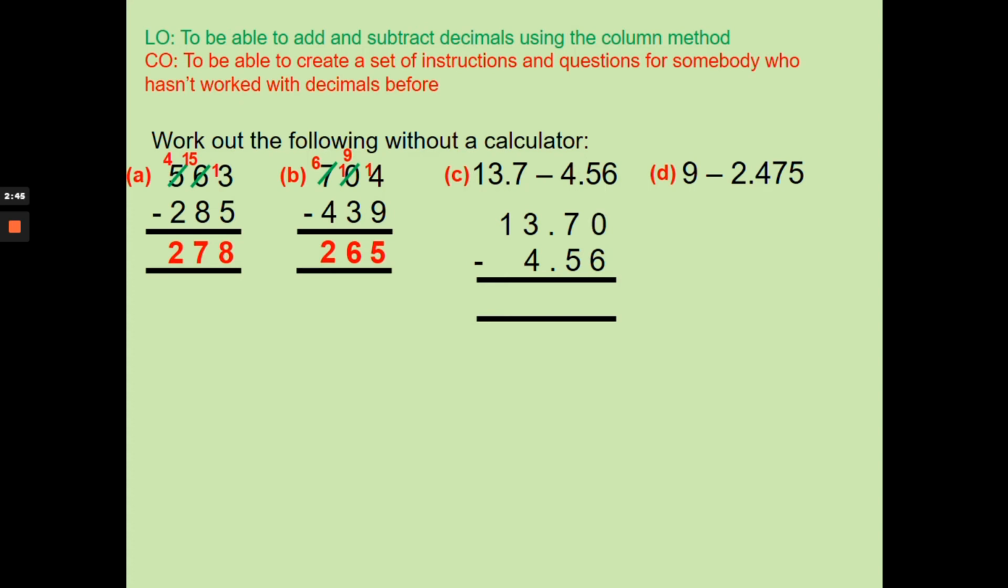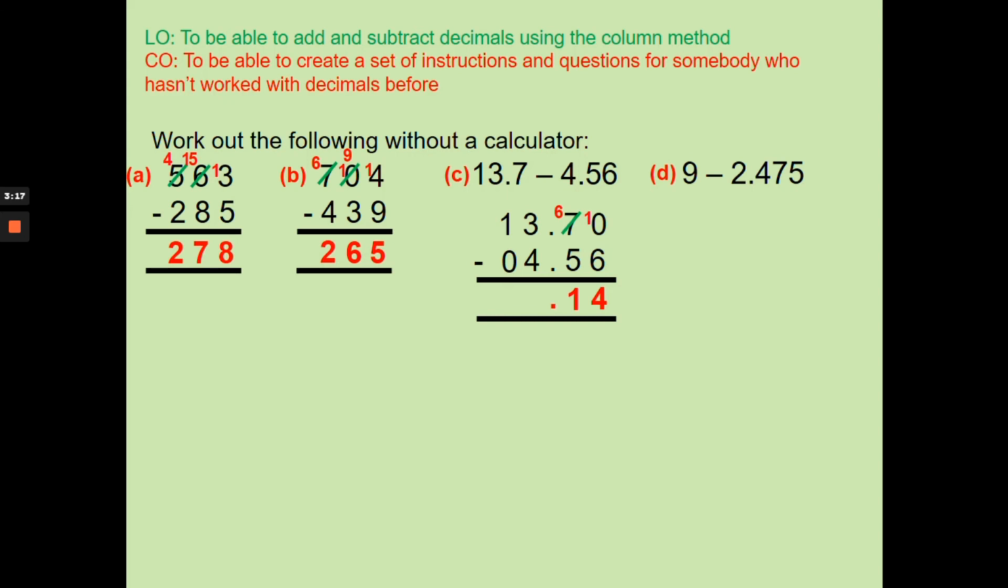So the first column, there is nothing above the 6. So to make it easy, we're going to put a 0 there, as you can see. So 6 take away 0 and another 0 there. So 0 take away 6 you can't do. So we have to borrow. So 7 becomes a 6 and we move the 1 across. That becomes a 10 take away 6 equals 4. We've then got 6 take away 5 equals 1. Put the decimal point in.